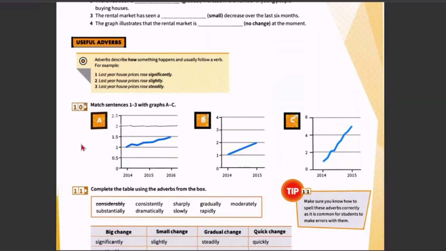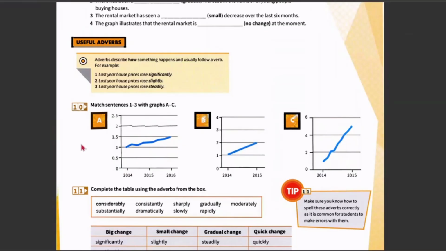C. C? Yes, very good. Yes, C, because there is a sudden rise, right? It's a big change. That is why it is significantly. Very good. Number two. Last year house prices rose slightly. It is A. Excellent.